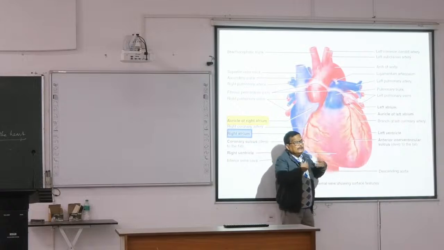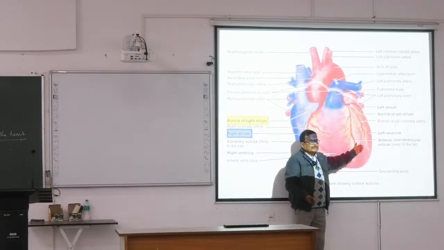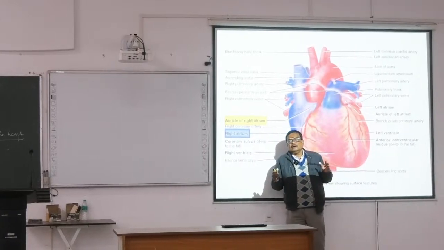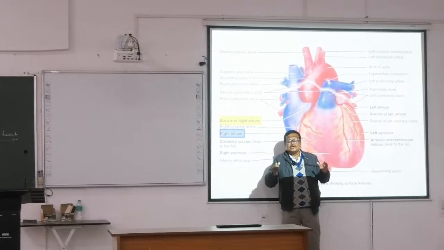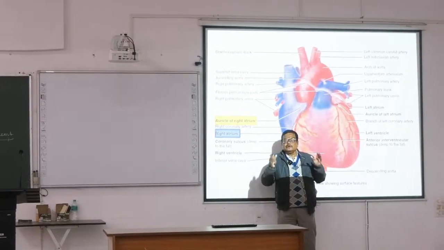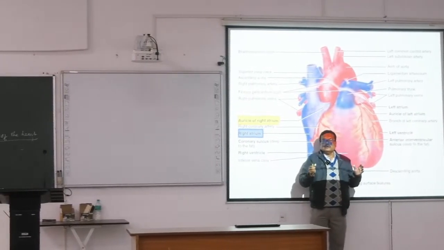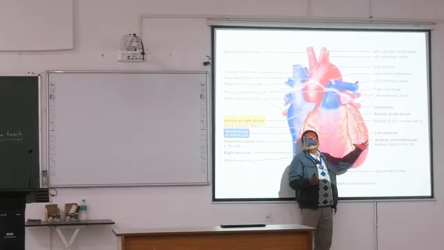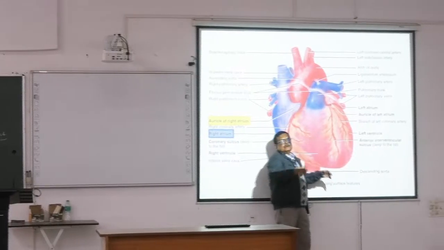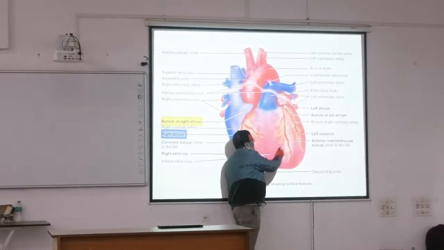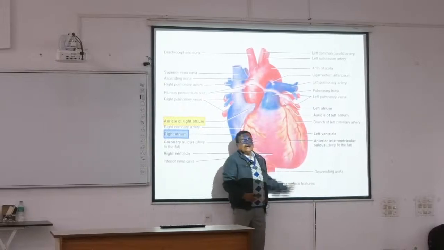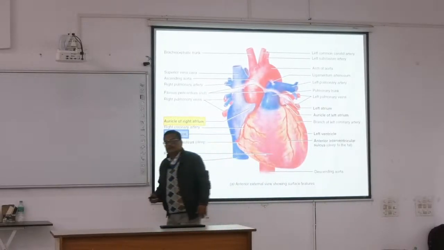So in the anterior region or the sternocostal surface, the right ventricle is seen. The left ventricle is larger and thicker than the right ventricle. But on the anterior side, you can see only one third of it. Mainly the left ventricle is present on the posterior side and the right ventricle on this side. And this separates the right ventricle from the left ventricle. We call it the anterior interventricular groove.